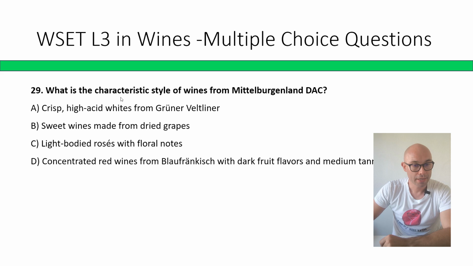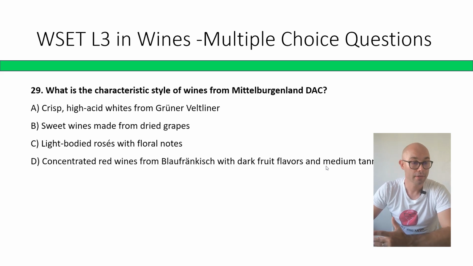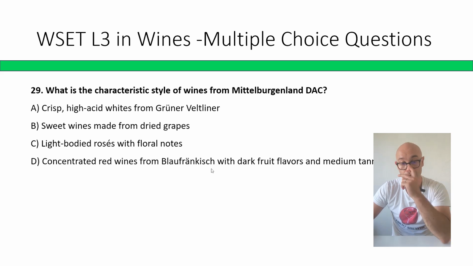What is the characteristic style of wines made from Mittelburgenland DAC? Mittelburgenland DAC is part of the Burgenland region, the middle part. Crisp, high acidity white wines from Grüner Veltliner, sweet wines made from dried grapes, light-bodied rosés with floral notes, concentrated red wines from Blaufränkisch with dark fruit flavors and medium tannins. So the correct answer is D, concentrated red wines from Blaufränkisch with dark fruit flavors and medium tannin.